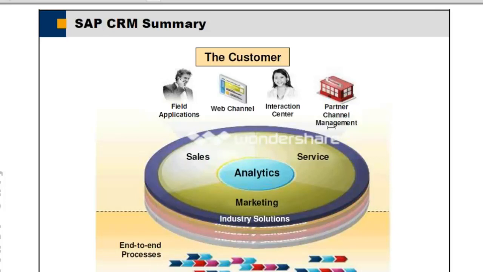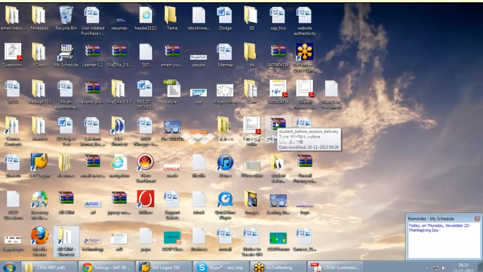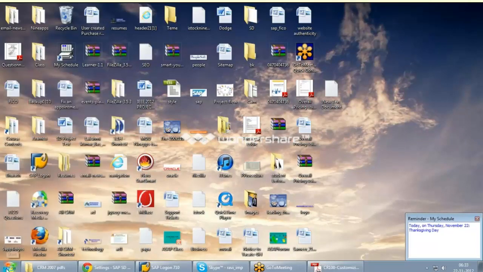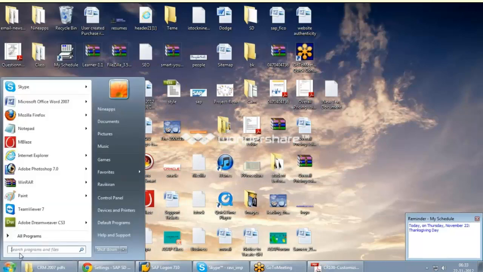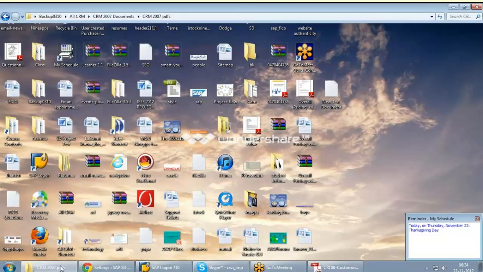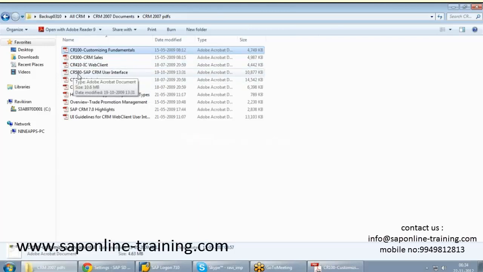So when the CRM business starts, you can see, if we try to divide this into chapters, how many such topics or chapters are there, basically it comes with areas. Customization, I'll show you all the stuff which is available. You can see this, CR100. Customization, 300, sales. 410, web client. Part of 580, that's called web UI, marketing, service.